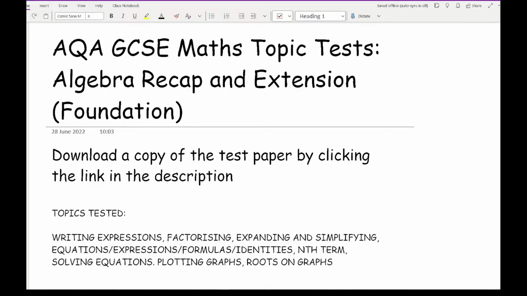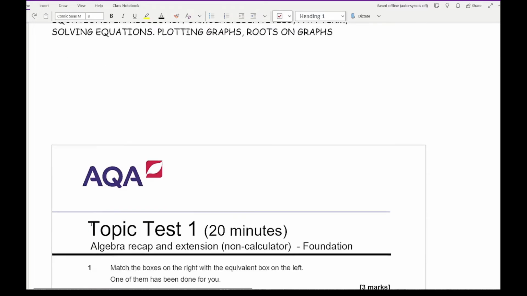Now, although this test is named as an algebra recap and extension, it doesn't cover every single topic in the foundation syllabus relating to algebra. So it's really important that you do expand your knowledge of the other topics in algebra. Now, these questions are designed for a non-calculator paper, but could easily appear on a calculator paper with the numbers being a little bit more complicated. But also, not every question on a calculator paper has to use a calculator. So let's get started on the first question.